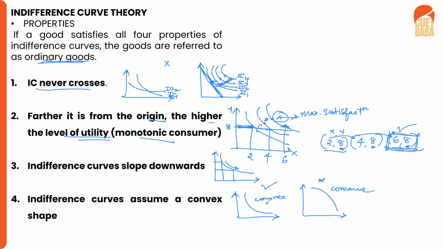So mostly we would be taking this into consideration, and we have to remember that IC curves are always convex. IC curves, the slope is downward sloping. That would be based on the MRS. Then it is the higher the IC, the higher the level of utility, and the IC never crosses. So these are the main points that we have to remember regarding the properties.